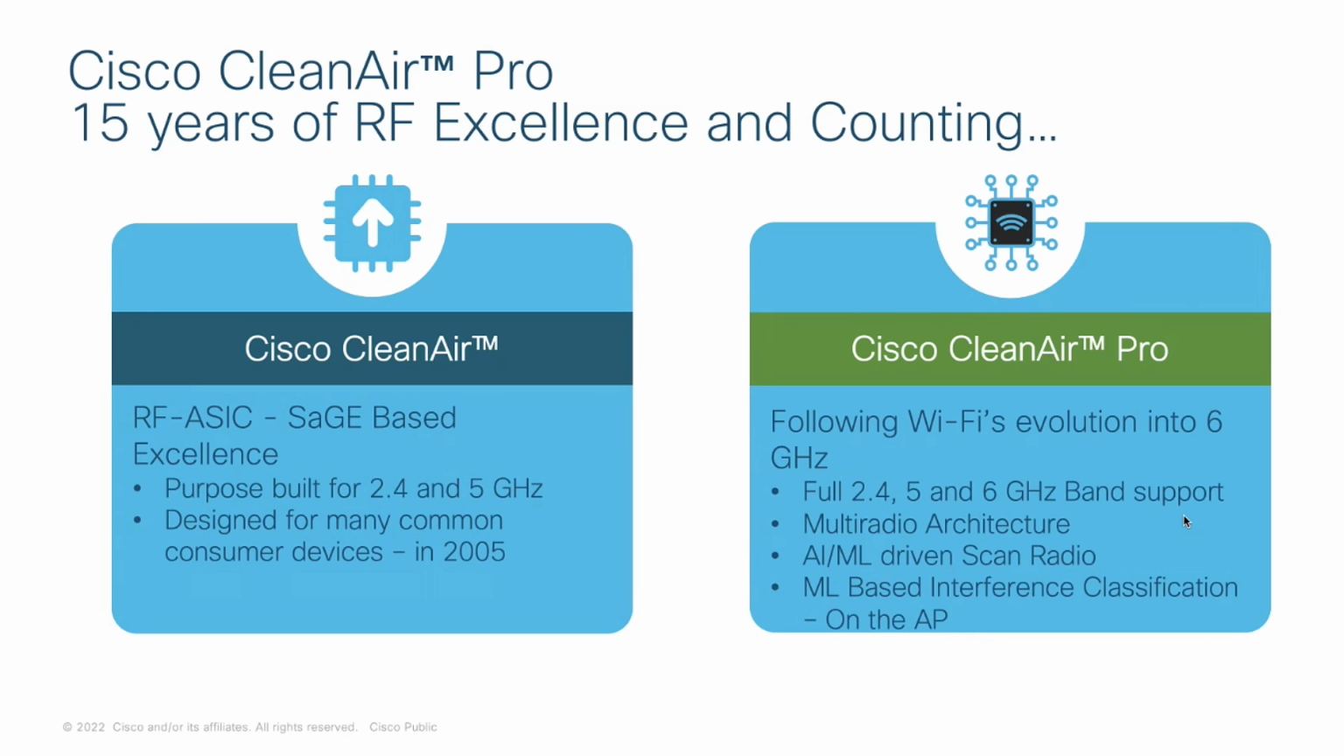Cisco CleanAir Pro. I'm not going to spend a lot of time on this. CleanAir is how I got to Cisco. I got bought with Cognio, who originally developed a spectrum analysis capability that later became CleanAir. And it was a thrilling ride, by the way, because we had a lot of interference in those days. And then CleanAir evolved into the RF ASIC, which was still Sage-based, which was proprietary silicon that we did. But it was purpose-built for 2.4 and 5 gigahertz, and we had a lot of interference sources that literally you just can't find anymore.